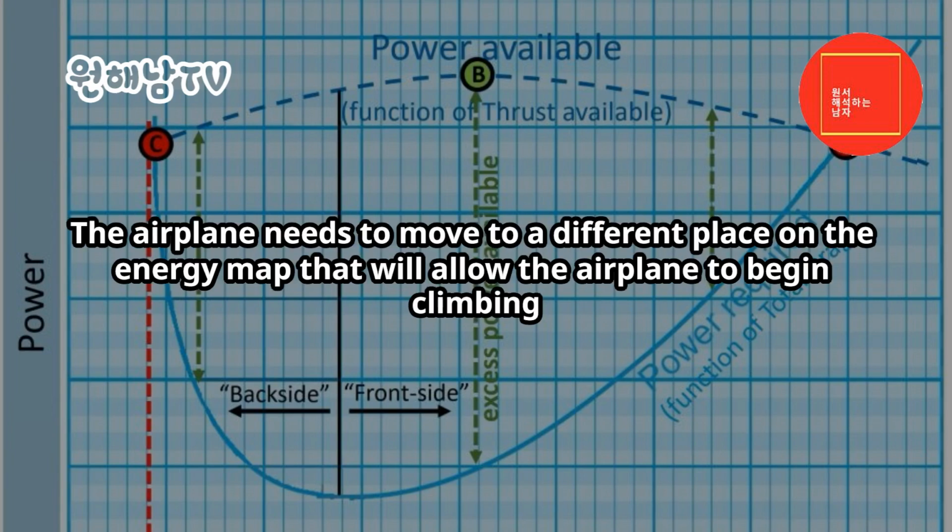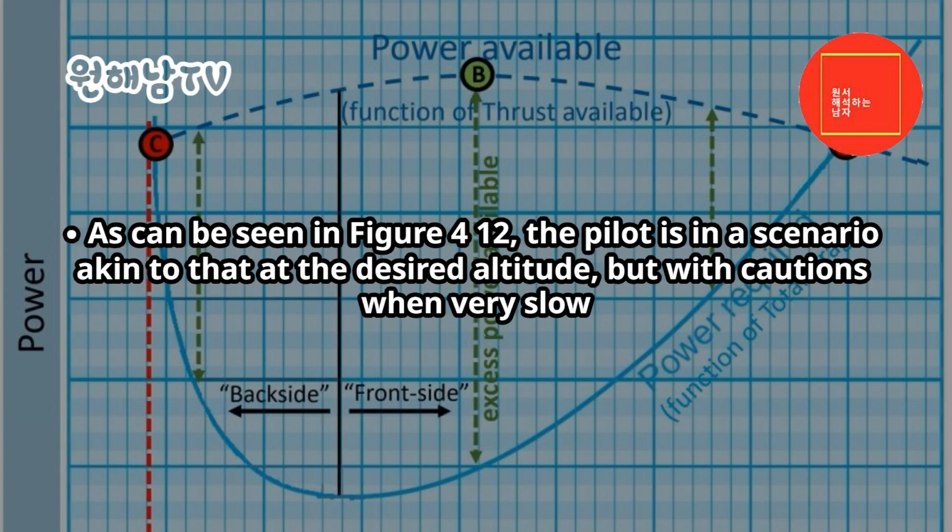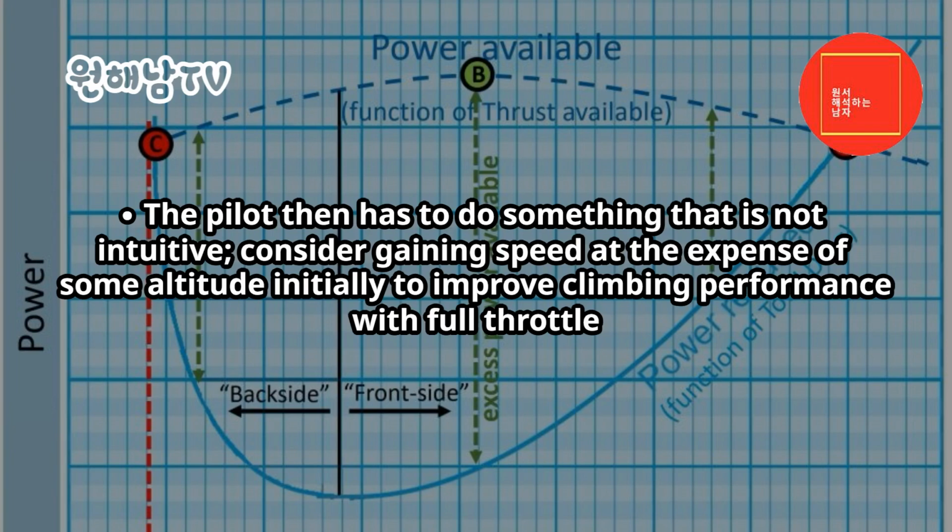The airplane needs to move to a different place on the energy map that will allow the airplane to begin climbing. So, what does that mean? As can be seen in Figure 4-12, the pilot is in a scenario akin to that at the desired altitude, but with cautions when very slow. The pilot then has to do something that is not intuitive. Consider gaining speed at the expense of some altitude initially to improve climbing performance with full throttle.